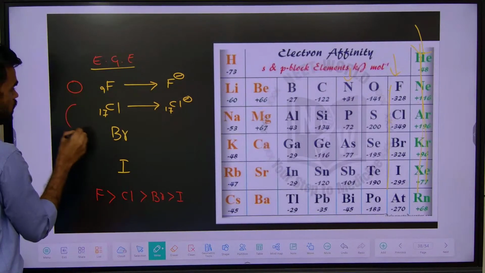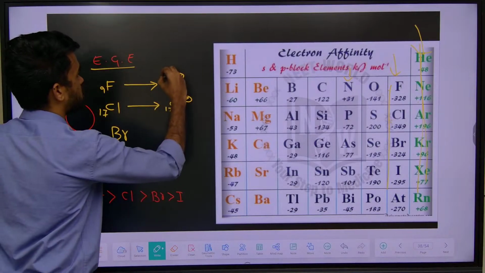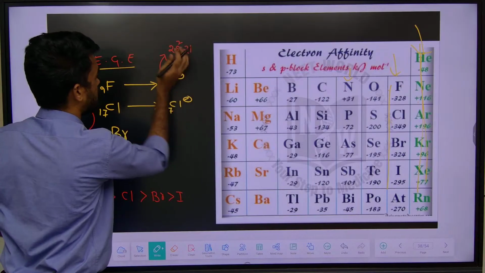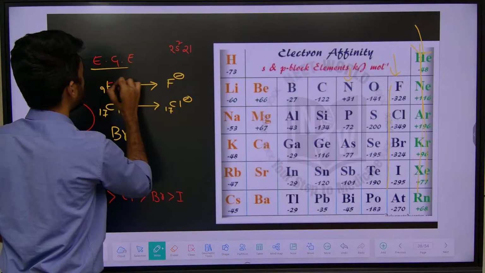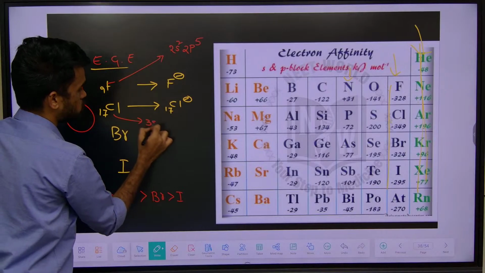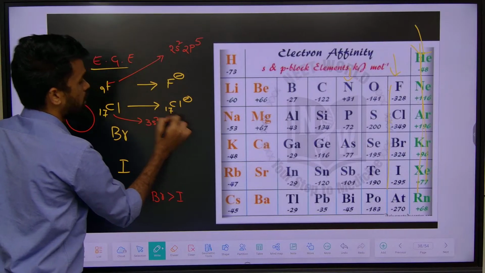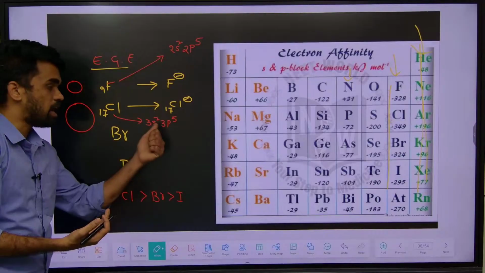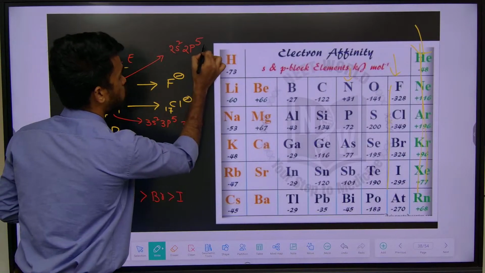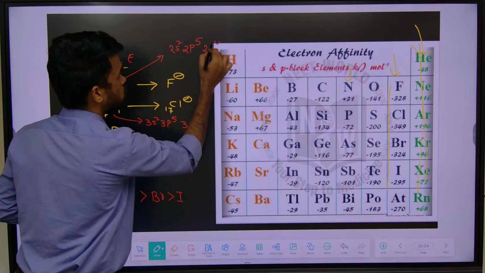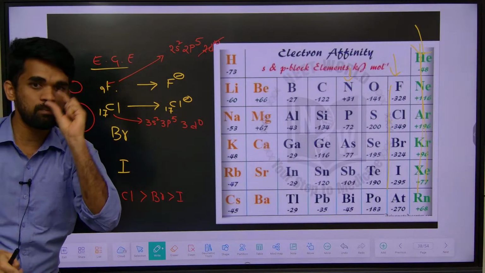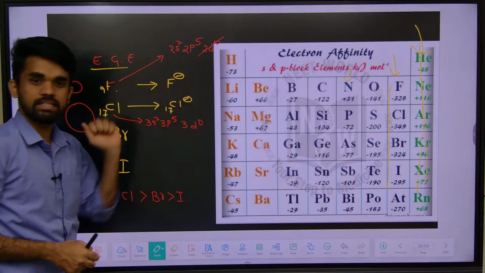The size thing, if you consider like this, what is the electronic configuration for fluorine? For the valence shell, for fluorine atom, we will write 2s2 2p5, whereas for chlorine we'll write 3s2 3p5. After 3p5 in the third shell we can also expect 3d0. Here do we have 2d0 something like that? No. So it means for the fluorine atom there is very little space to accommodate this electron.